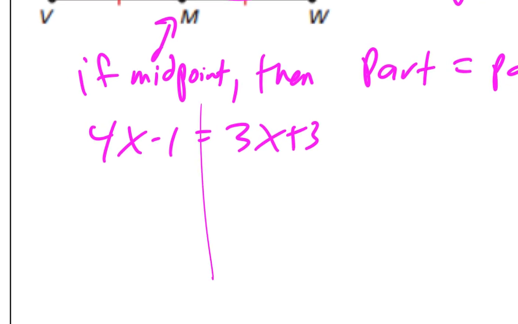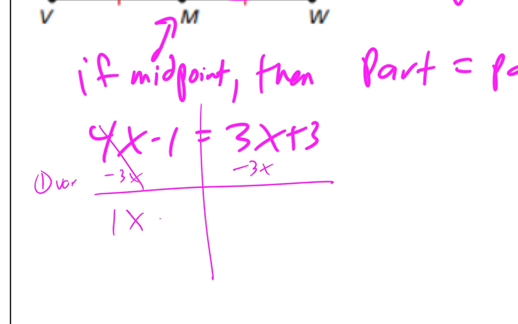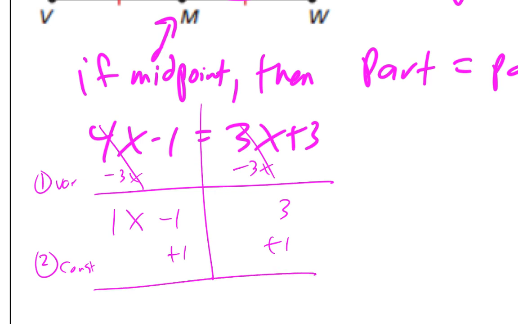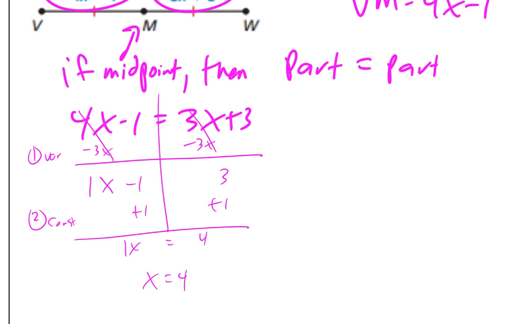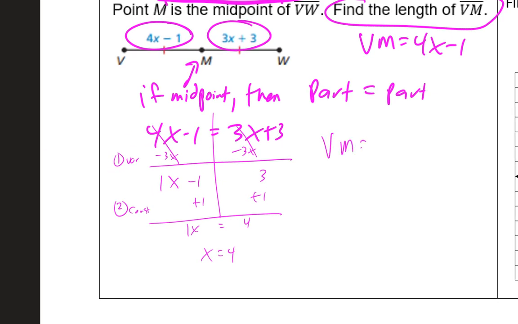All right, so now we know the first step is going to be the variable that we're going to move. So we're going to subtract 3x, right? Cancels out, gives us 1x minus 1 equals +3, right? The second one, we are going to do the constant, right? So we're going to add 1 and add 1. So that means 1x equals 4. So x equals 4, right? So if x equals 4, that means VM equals 4 times x minus 1 equals 4 times 4 minus 1, right? Equals 15 if we type that into our calculator.